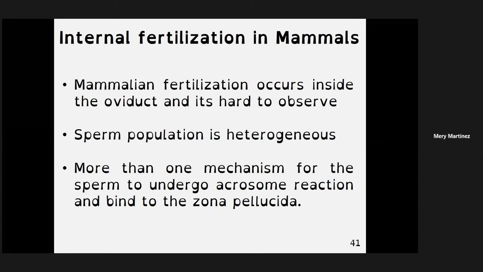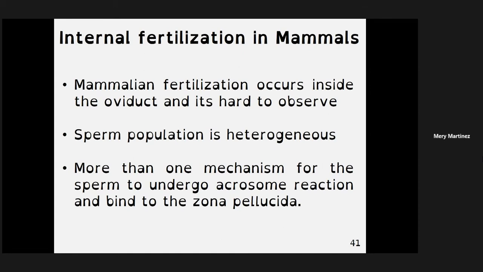Okay, so it is difficult to observe how a sperm and egg in mammals interact during fertilization in real time, unless it's in a petri dish, right? But in a petri dish, the environment is different. So there are so many factors that are not natural in this case. So mammalian fertilization is internal and normally occurs at the level of the oviduct.